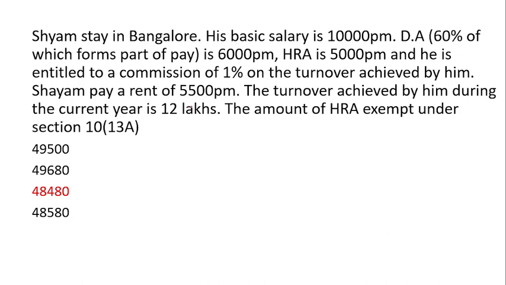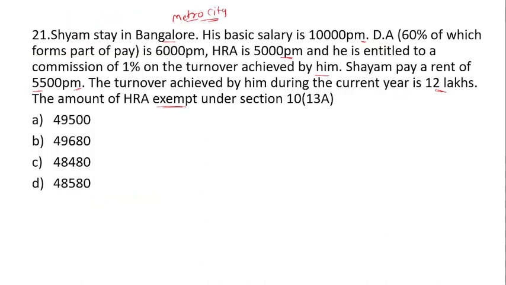So we will calculate over here. That is 10,000 per month, times 12, so 12 lakh. Then 60% forms part of the payment.